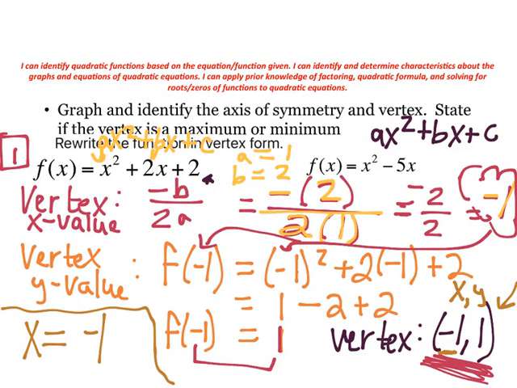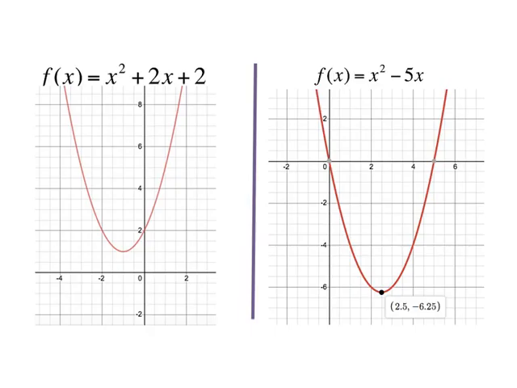Now, based on that graph, my leading coefficient, my a term, is positive, which means my graph is going to be a parabola opening up. So is my vertex a minimum or a maximum? Based on that visual, it is a minimum. But keep in mind, you could have just graphed it on your graphing calculator and looked at your vertex, which is at (-1, 1).